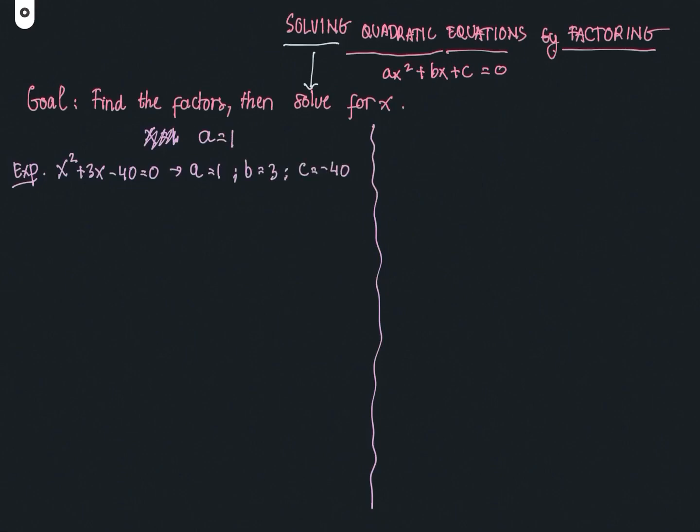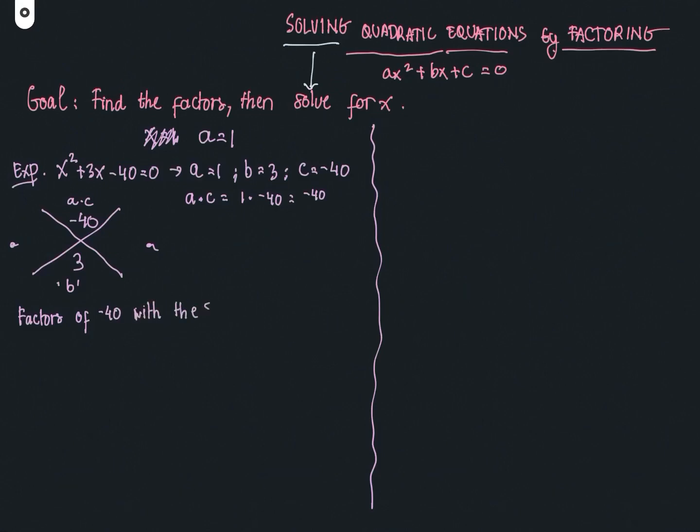When we try to solve using factoring, the first thing we do is multiply a times c. So in this case, 1 times negative 40 is negative 40. And then we can set up this diamond shape just to organize our work. We're going to put negative 40 on the top and b, which in this case is 3, on the bottom. And then what we're going to do now, important, is to find the factors of negative 40 that have a sum equal to 3, which is the b.